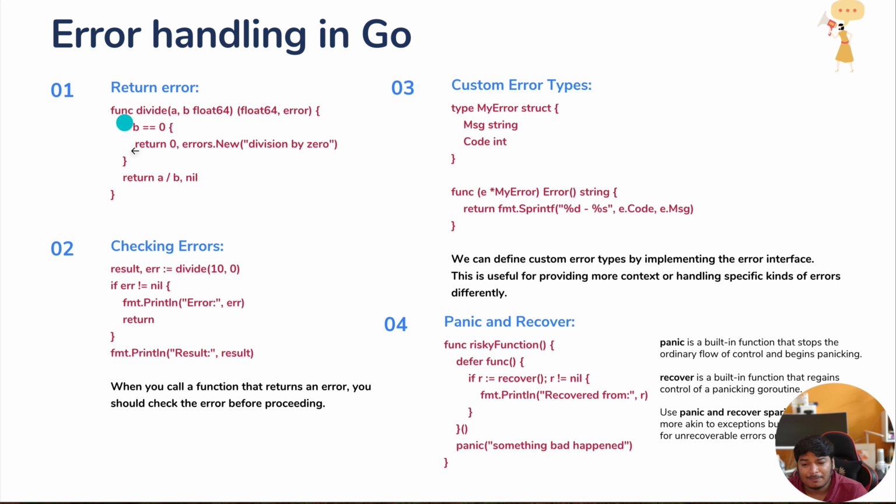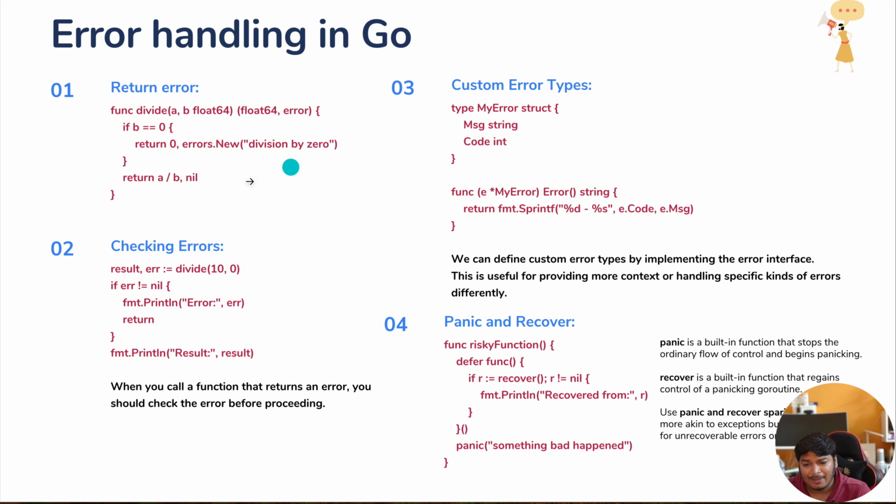For example, we have a function called divide. As input parameters it has a and b, which are float64, and the return type is float64 and error. Two things: float64, the result value, comma, error. If there is any error, you have to pass the error value.